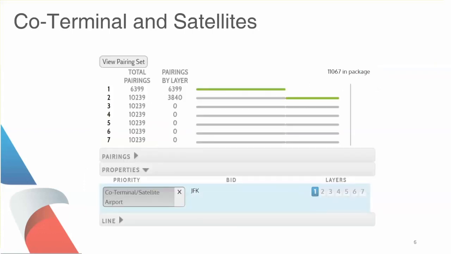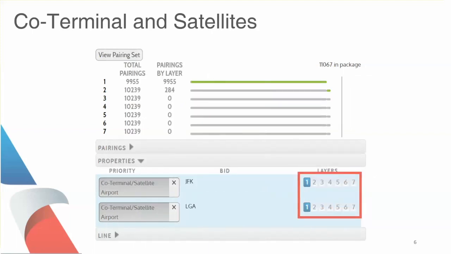Here in Layer 1, this LaGuardia-based flight attendant has specified JFK as the co-terminal airport preference. There are 6,399 pairings that originate out of JFK Airport. Now in Layer 1, the flight attendant has selected JFK and LGA as the co-terminal airport preferences. This number, 9,955, is the number of pairings that originate out of both co-terminal airports.